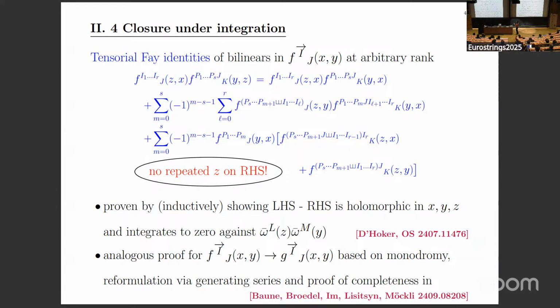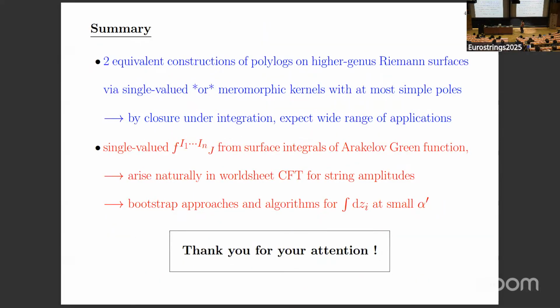Good, so these are the mechanisms that make sure that the polylog spaces close under integration as promised. Good, time to wrap up. I gave you 2 constructions of polylogarithms on higher genus Riemann surfaces. You can choose between single-valuedness or meromorphicity, or you work with integration kernels that have higher poles. I haven't been brave enough so far. And the connection to string theory comes about from the Arakelov-Green's function, namely the 2-point function of the free boson, which is all over the place in scattering amplitudes of arbitrary perturbative string theories.